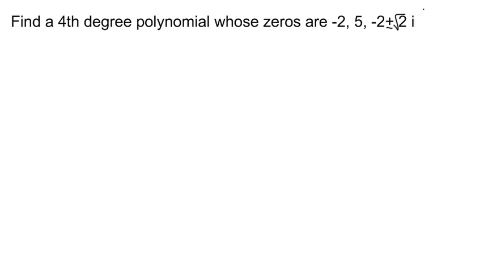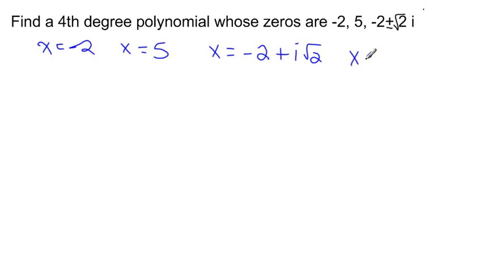Alright, so let's take a look at this question here as well. We want to find a fourth degree polynomial whose zeros are -2, 5, and -2 plus or minus square root of 2i. Alright, so let's break this down. That means that we're saying that x equals -2. We're also saying x equals 5, and then x equals -2 plus, I'm just going to rewrite this as i rad 2. Just switching that around. And we also get here x equals -2 minus i rad 2.